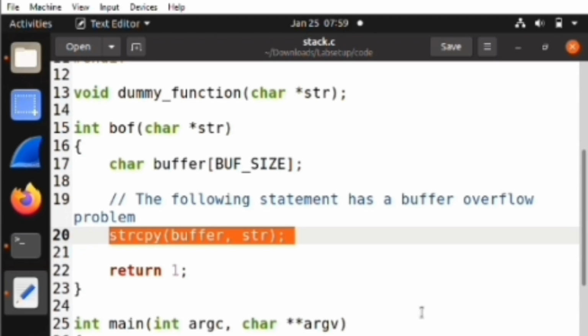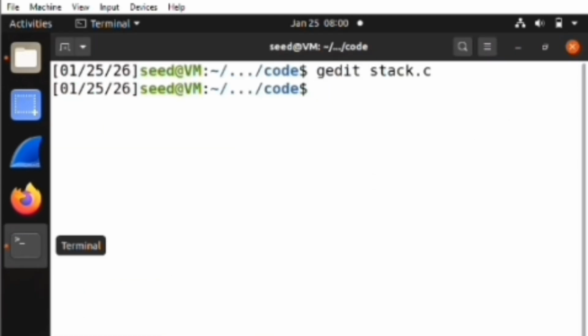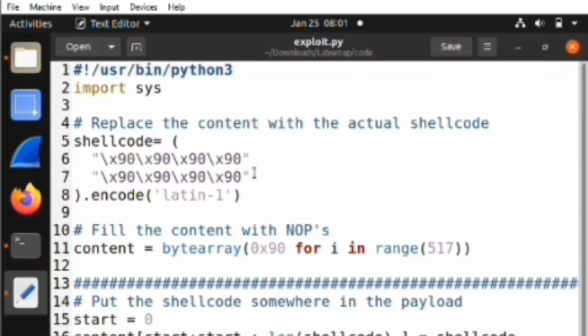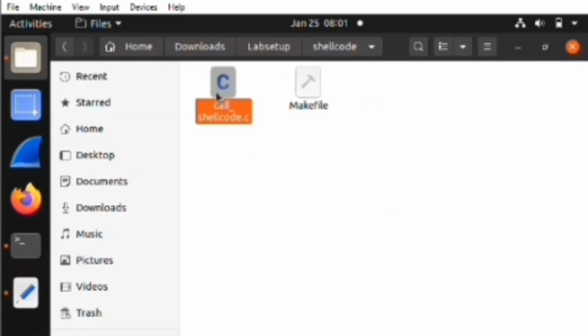In computer programming, a buffer is a temporary storage area in memory that is used to hold data while it is being processed, such as user input, file data, or network packets, and every buffer is created with a fixed size, meaning it can store only a limited amount of data. But the problem begins when a program does not check how much data is being written into this buffer.